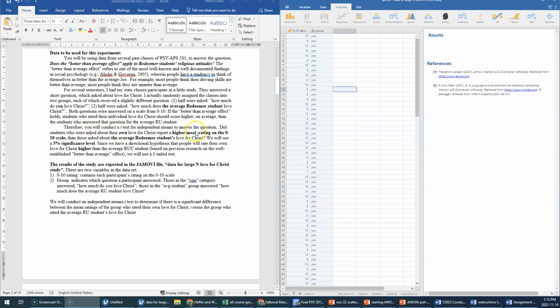We are going to conduct a t-test for independent means to answer the question of, did students who were asked about their own love report a higher mean rating on the 0 to 10 scale than those who were asked about the average student's love? We'll use the 5% significance level, and we are going to use a directional hypothesis that people will rate their own love higher than the average student's love. This is just because there's such a well-established body of literature on the better than average effect. I think we've got ample, research-based justification for using a directional hypothesis. So we'll have a one-tailed test there.